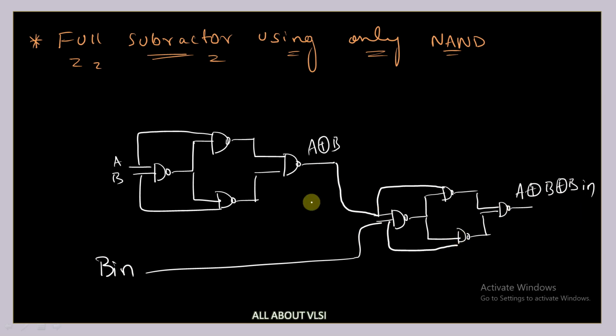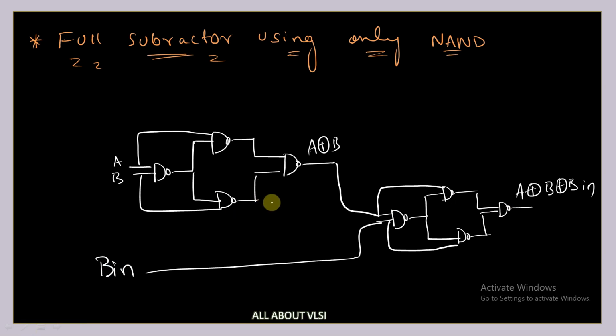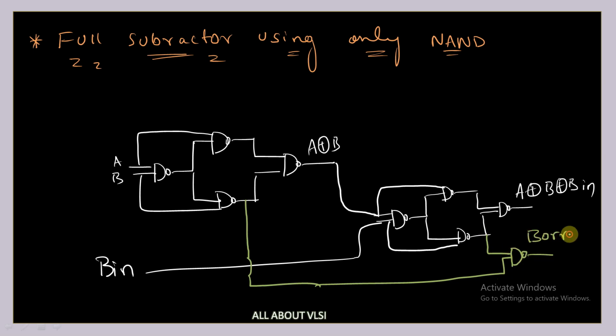Now my question is, from where am I going to get my borrow? I will give you the connection. You should prove to me whether I am getting it correct or not. I will get it correct only. You can take this point and this point. These two points, take them and connect them to one NAND gate. Here we are going to get our borrow.